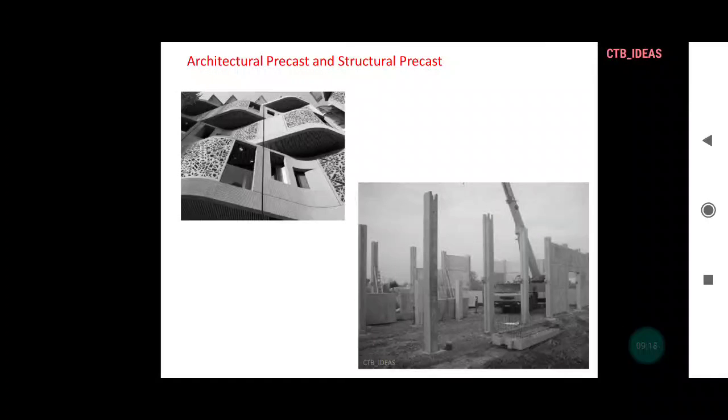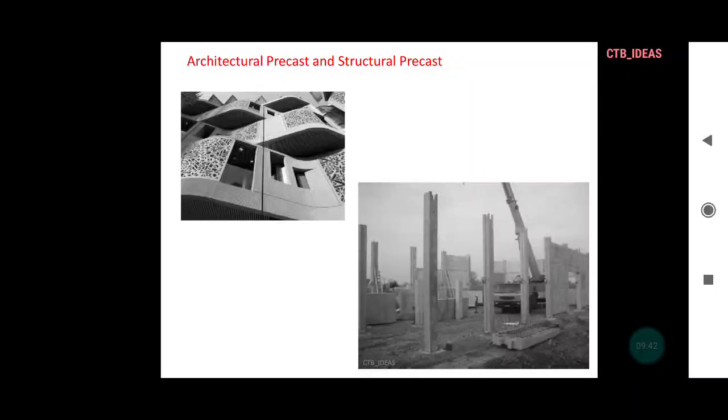Now this precast construction is actually divided into or categorized into two major types: architectural precast and structural precast. So as the images suggest, on the top left hand side you can see RCC jalis. So those are aesthetic elements.